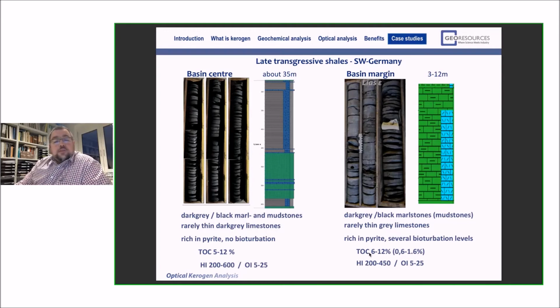And the same interval in the basin margin now is also made of dark gray black marlstones, rarely limestone interlayers, also rich in pyrite, but with a number of bioturbation levels. And we get a significantly higher TOC, very similar to the one in the basin center, and also pretty high hydrogen indices. So we see in the early transgressive black shales, the black shale deposition only takes place in the intra-shelf basin, and in the highstand, this is a widespread system all over the shelf area.